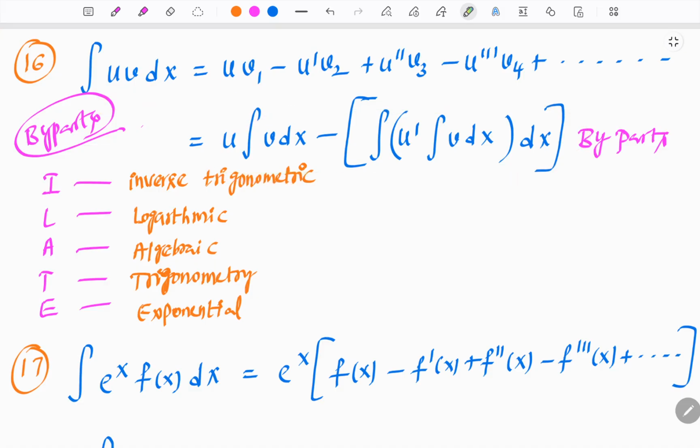Okay, first one, first function. But how to decide the first function and the second function? By using the highlight, we can decide, right? First function into second function integration. See here, v1 means integration, v2 means second integration, v3 third integration.